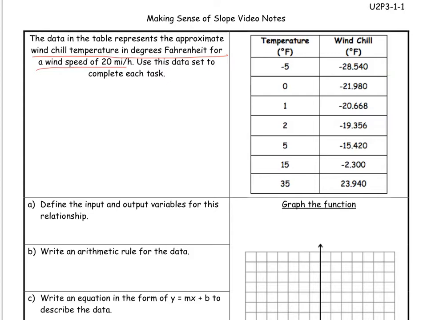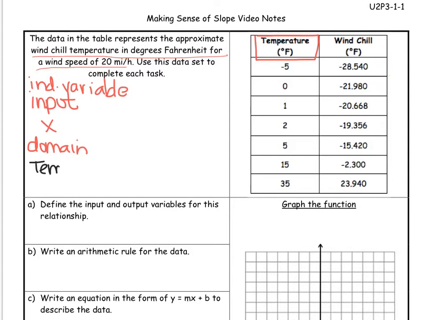So I'm going to do that up here where I have a little more room. Our input, which is this column right here, another name for that is our x values, our domain, and it is also our independent variable. So what is that independent variable, input, x value, domain measuring? It is measuring the temperature in degrees Fahrenheit.